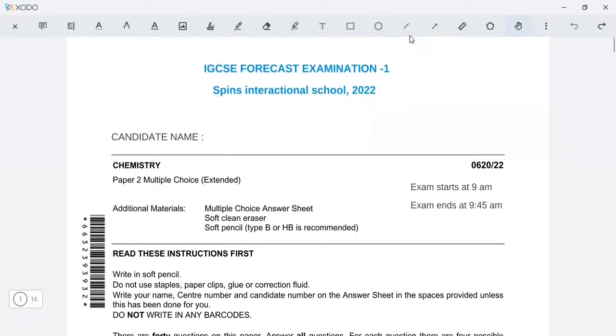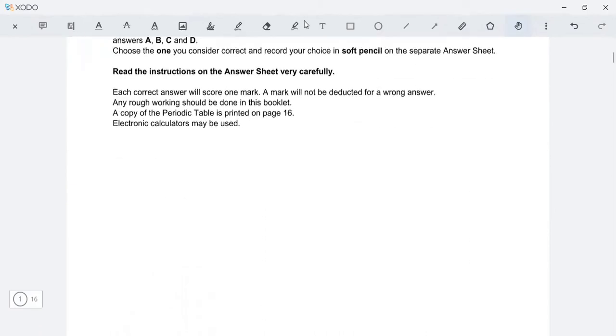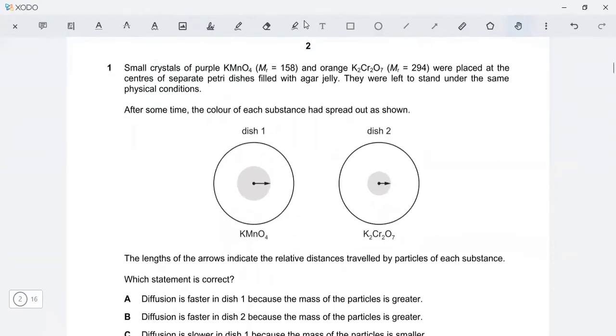Hi students, today we are going to discuss the IGCSE forecast examination 1 2022, subject chemistry, paper 2. It is the multiple choice extended one. So we will discuss in detail the questions and answers, of course. So let's get started. Question number one.